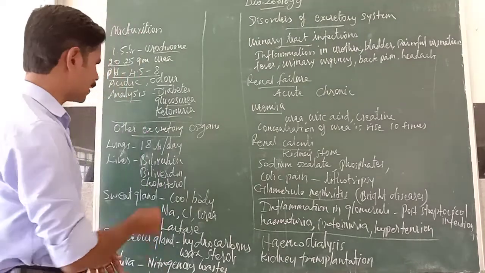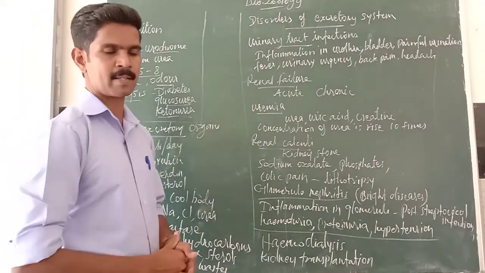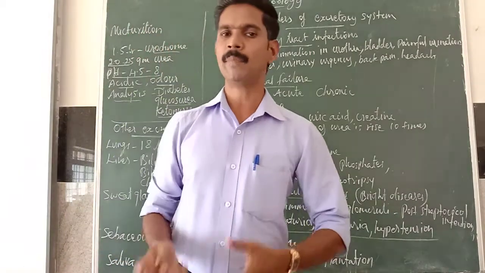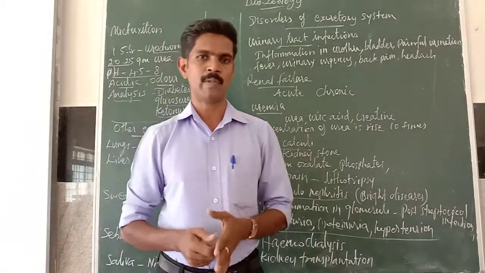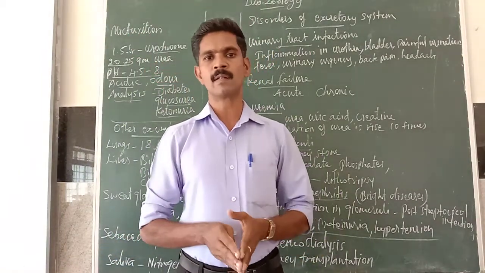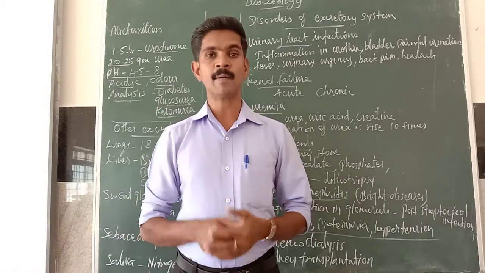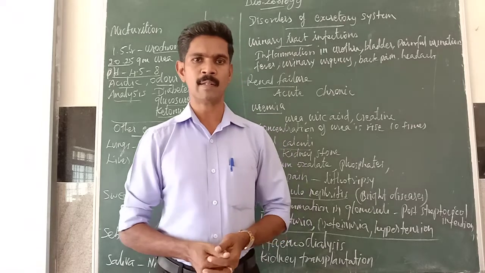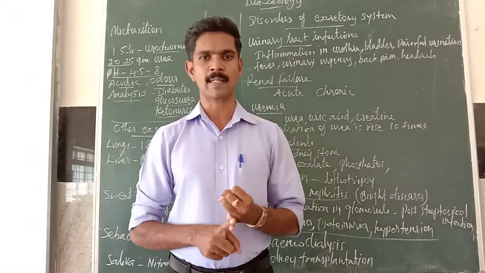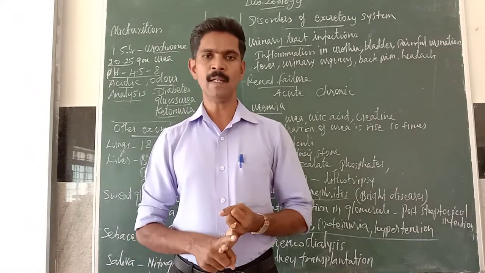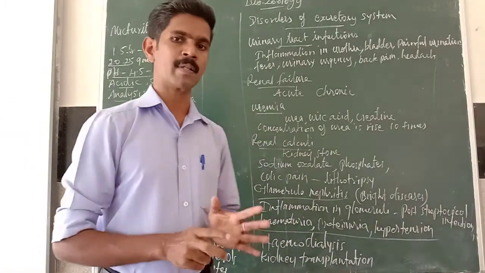Next one is other excretory organs. Our excretory system is made up of many organs. The kidney is the major organ, producing the urine and releasing it outside the body. Some other organs also come under our excretory system, for example the lungs, the skin, and the liver also.